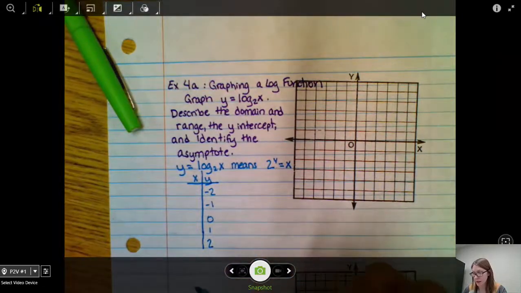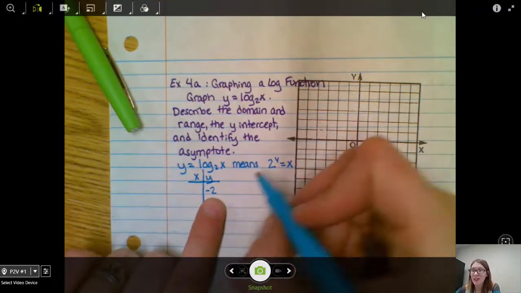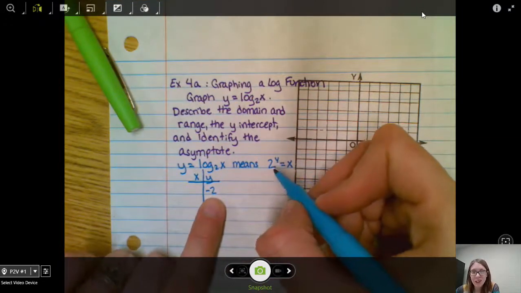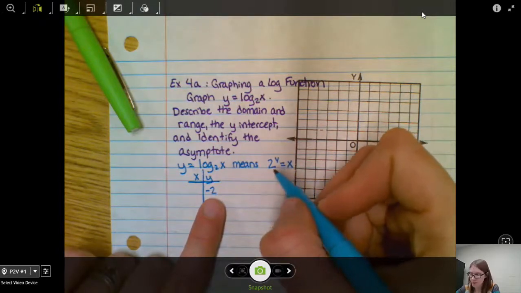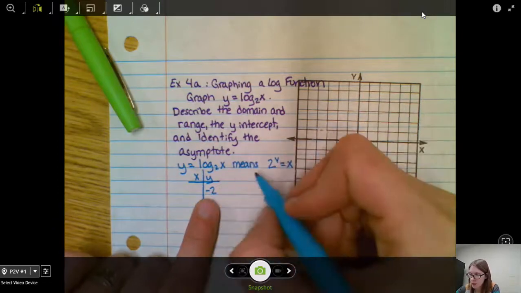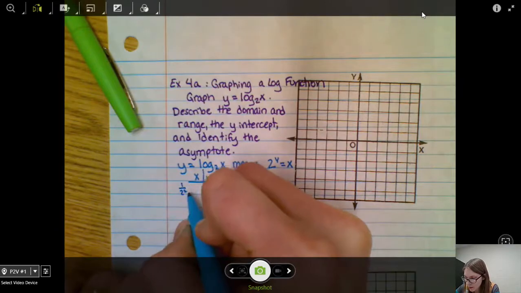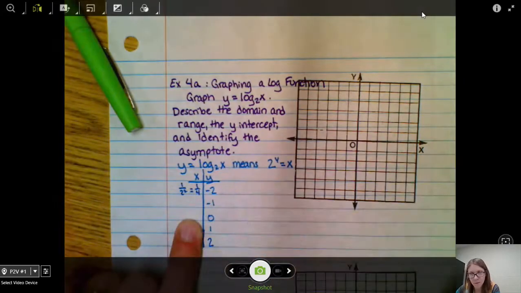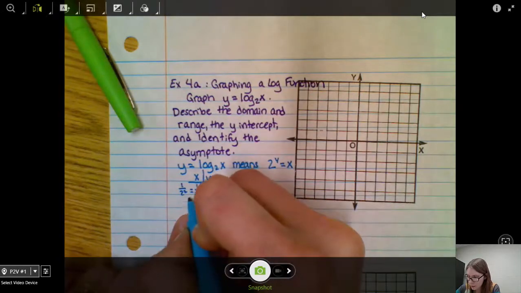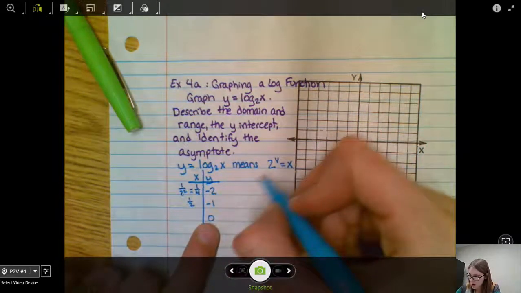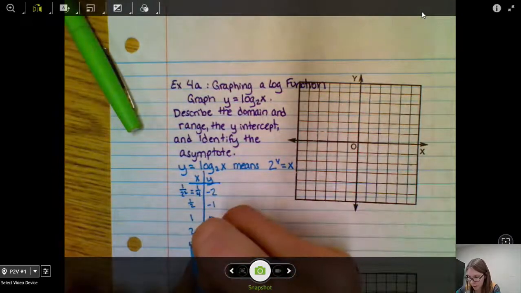Because if we use those values for y, I have 2 to the y power. I can take 2 to the -2nd power. It's a little harder to think about what x values I would choose. Okay, so it's easier to choose y values. 2 to the -2nd power is 1 over 2 squared, which is 1/4. 2 to the -1st power is 1/2. 2 to the 0 power is 1. 2 to the 1st power, 2 to the 2nd power.